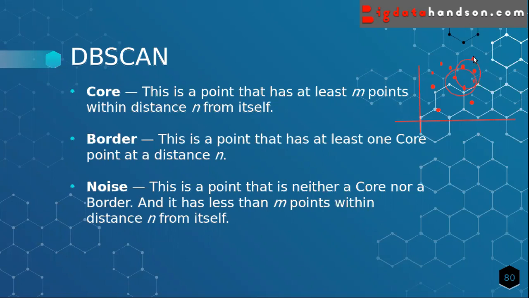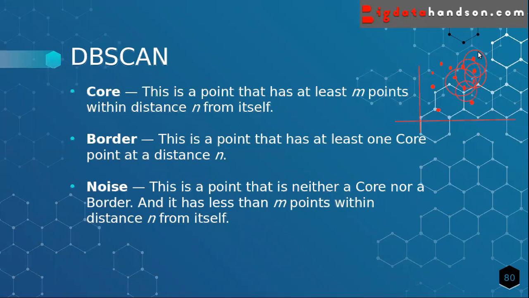Again, let's draw a circle for this with the radius epsilon. In this circle, see here, this is a point that has at least one core point at a distance n. So in here we have one core point, right? So this is a core point. Let's say we'll draw a circle again for this core point, with the radius epsilon.